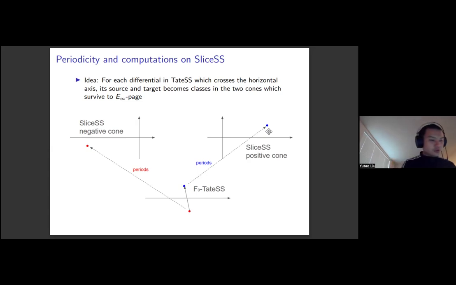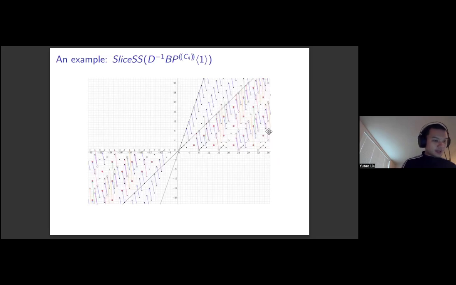Now I'm going to show you one example. So here is what we have. It is an example about the computation of the slice spectral sequence of D inverse BP_C41, which detects the C4 fixed point of the model E theory E2. Before our computation, I'm going to explain this graph a little bit.